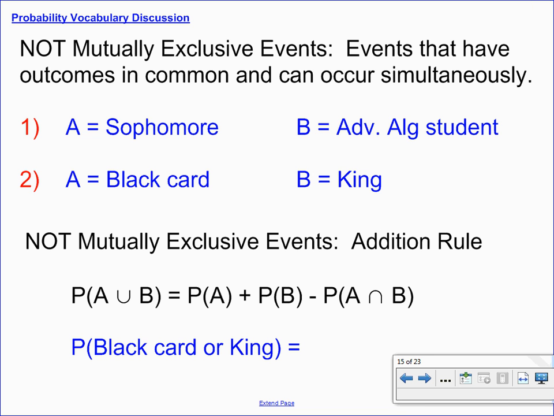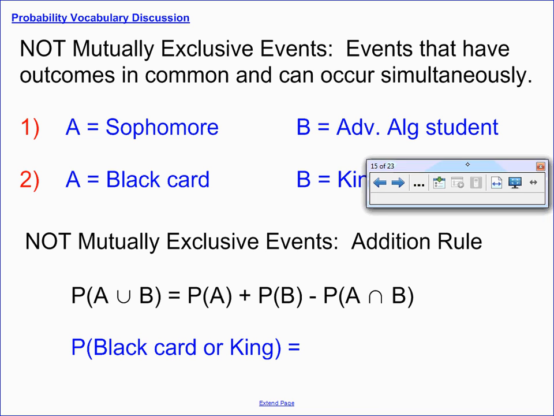Does that mean that they are? Well, you could get a red king too, right? But we have to consider that possibility, and that'll fall into our probability. So for not mutually exclusive events, we use the addition rule. We add together their individual probabilities and subtract the overlap. And this symbol right here is the intersection symbol. We made a next slide for that note sheet.